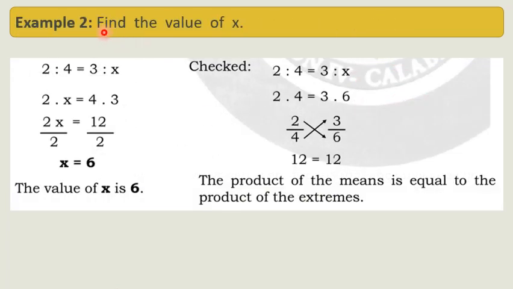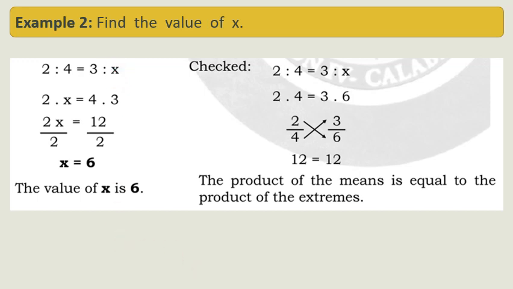For example, number 2, let us find the value of x. Halimbawa, nawawala yung isa. Dito, sa 2 is to 4 at saka sa 3 is to x, ang nawawala ito. Pag sinabi natin yung x, hindi siya yung letter talaga. Ibig sabihin nito, isa siyang variable. Hinahanap natin yung nawawalang number. Siya ang nagre-represent ng number. Ano kayang number ang pwede natin dito?